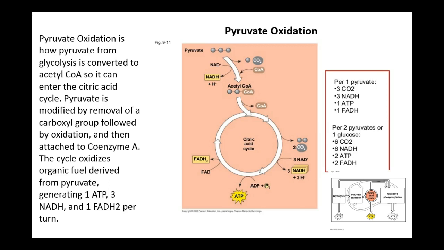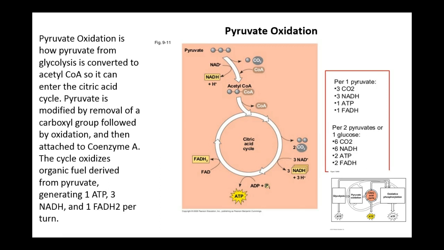But the cycle, so that pyruvate, you're going to remove the carboxyl group, attach it to CoA, and so we're going to have acetyl-CoA. That acetyl-CoA then goes into the cycle, and you can see the acetyl-CoA going into the cycle, and as the cycle turns, one of the things that you do want to put in your head are the products of one turn of the citric acid cycle.